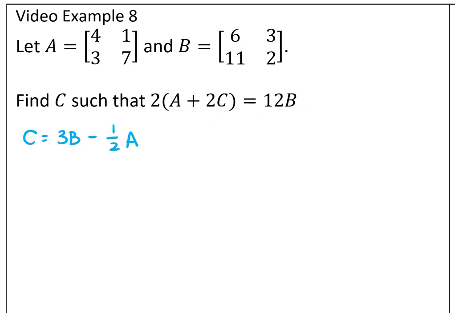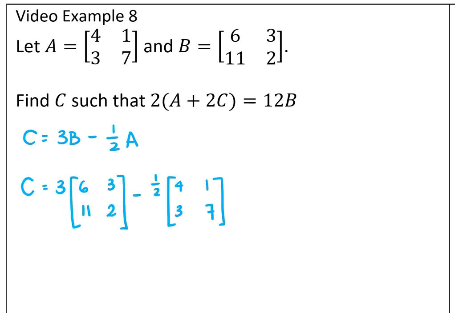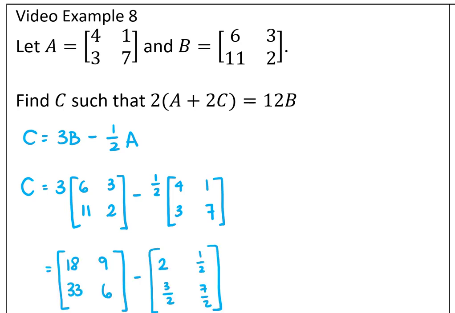In the interest of space, I went ahead and erased what I did and moved my equation over. Now I have the C isolated, and then I'm going to replace B and A with the matrices, and then multiply by the scalar multiples. And then we notice that we have some fractions, so just take care when you're subtracting to do that correctly.